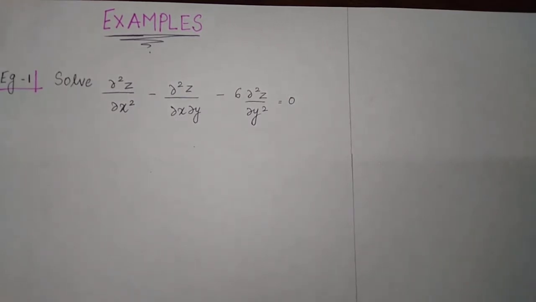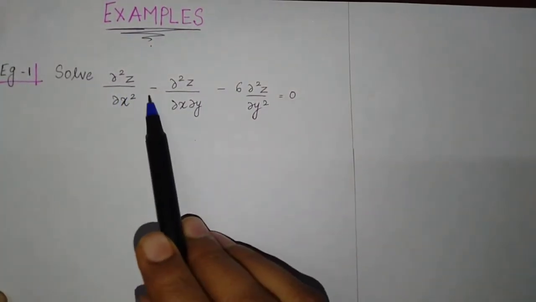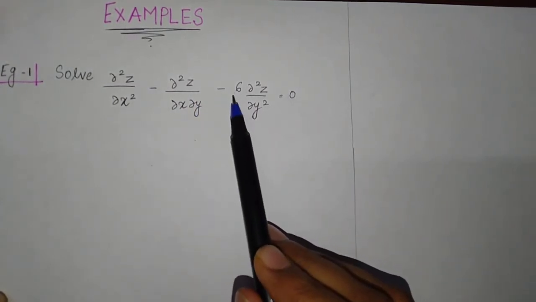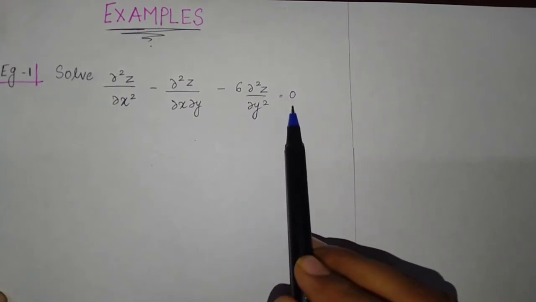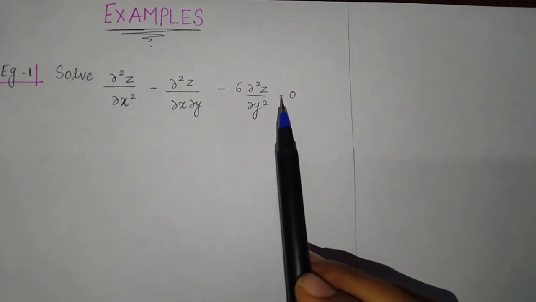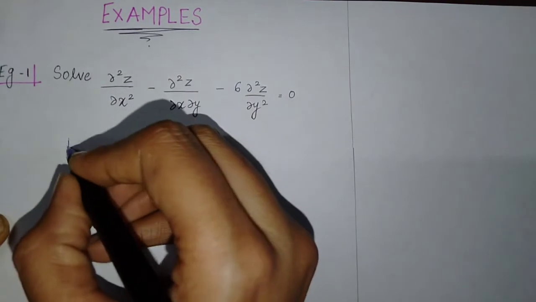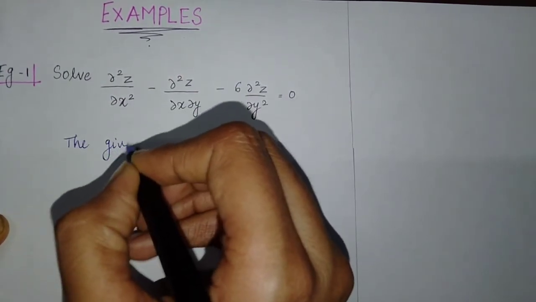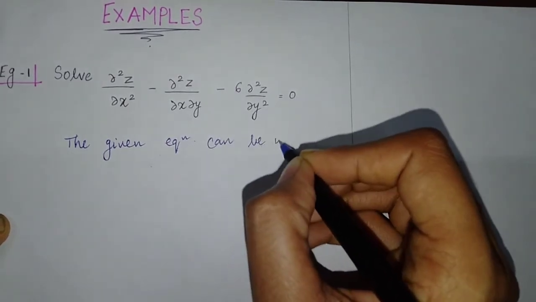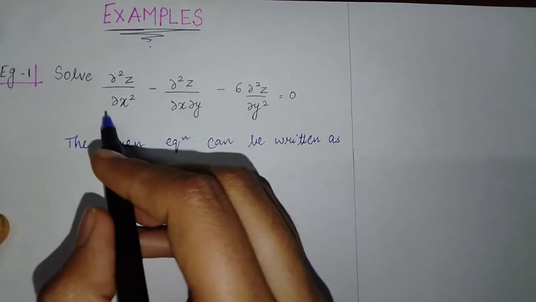For example, solve del square z by del x square minus del square z by del x del y minus 6 into del square z by del y square equal to 0. Then first of all you have to write the equation in the form of D. So the given equation can be written as del square z by del x square.